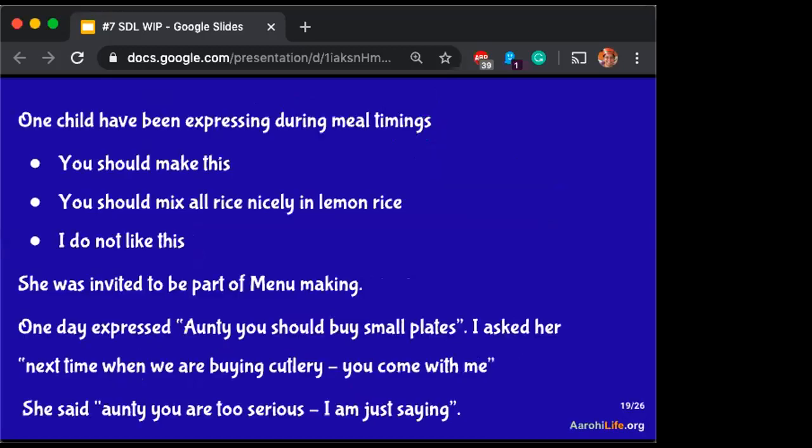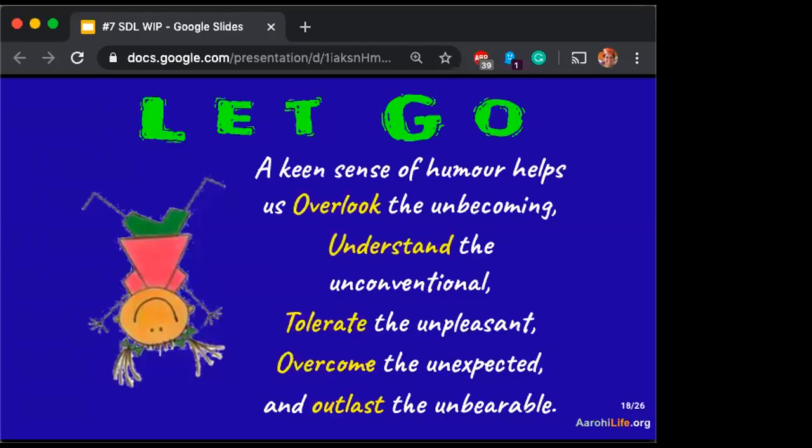Okay, so let's go to the questions. Yeah, sorry. I think the point here is let go. When I let go of what I'm holding at that moment, I think humor flows in.